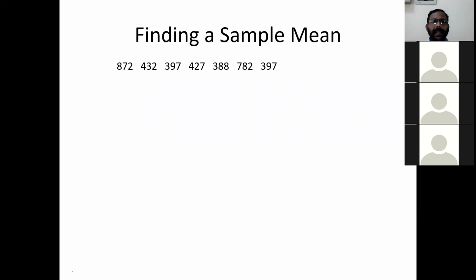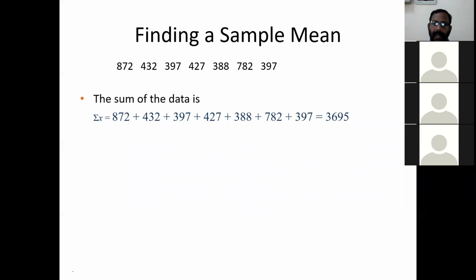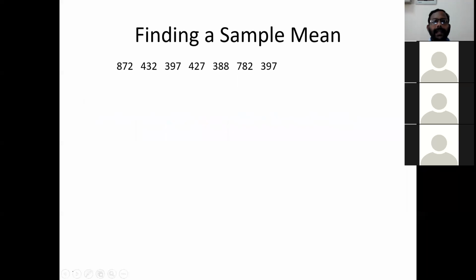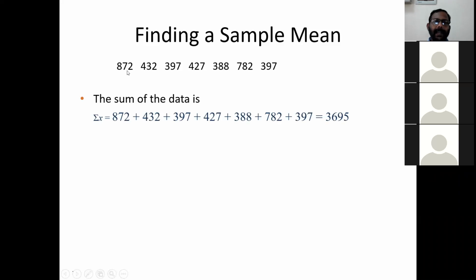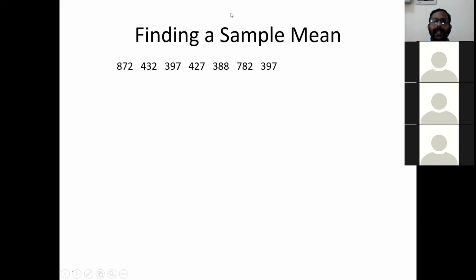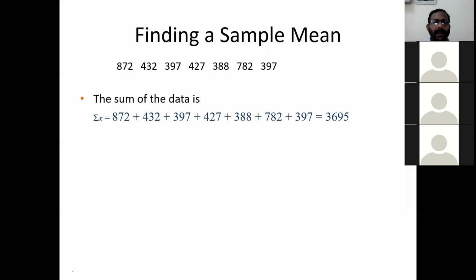I have a very simple example. These are the values: 872, 432, 397, 427, 397, 427, 388, 782, and 397. How many data points are there? Each of these is a data point, right? This is how we calculate the mean.